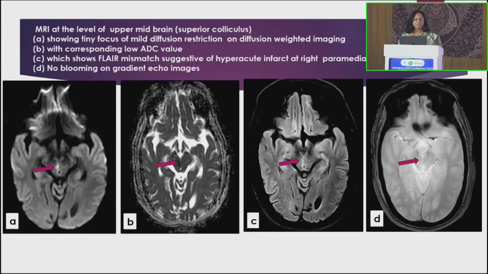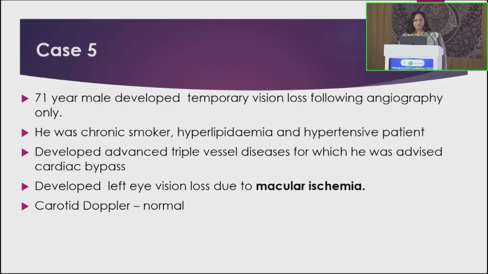And this patient gradually improved, the diplopia reduced over the 3 months time. My fifth case is a 71-year-old male, presented with temporary vision loss following an angiography. He was a chronic smoker, hyperlipidemic and hypertensive patient, and had a triple vessel disease.